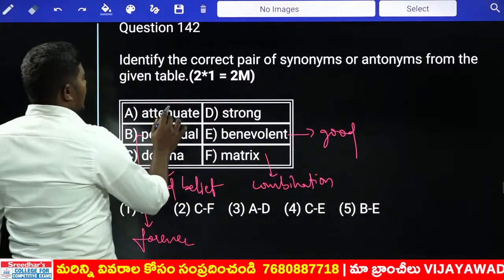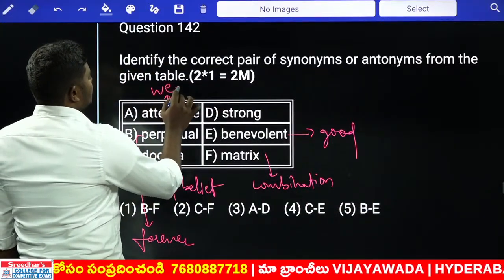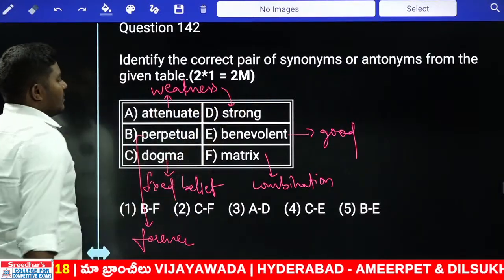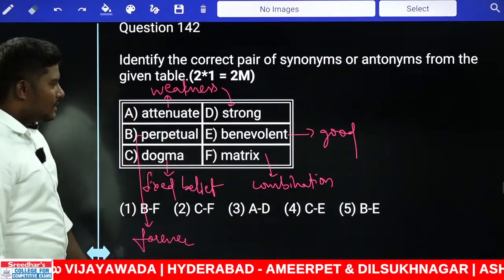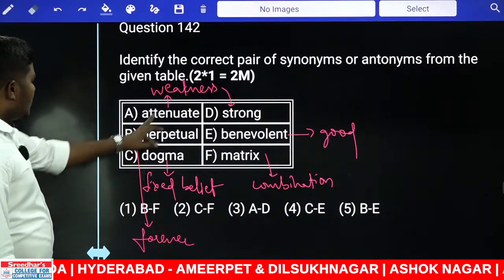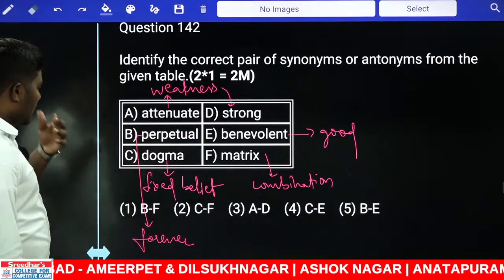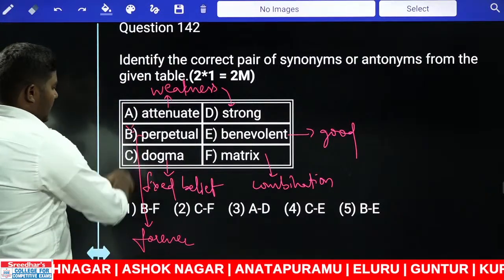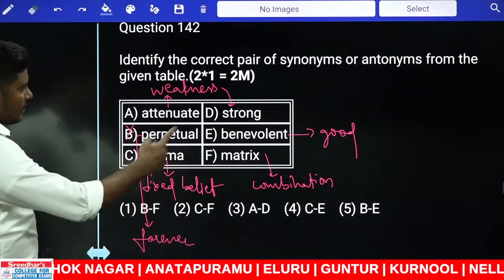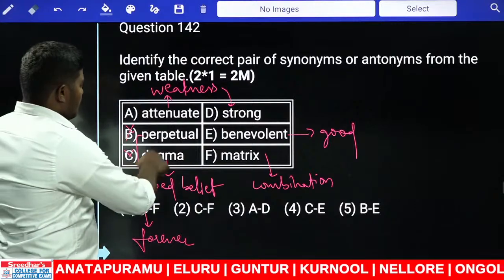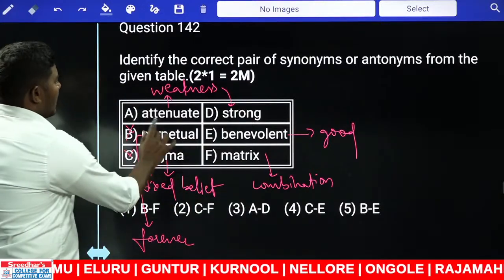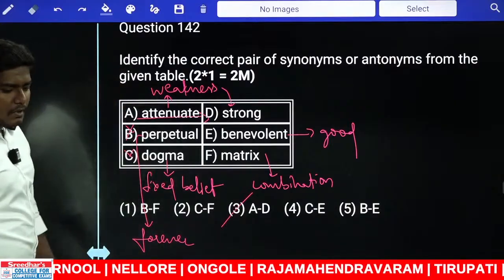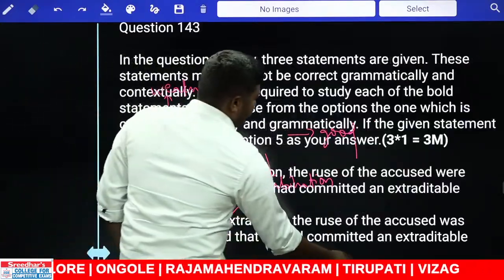Next one, attenuate is weakness, and the opposite can be strong directly. But we need to know the words. Without knowing, we cannot do anything. So these two can be opposite to each other. There is a possibility. Perpetual, forever, for short, no. B cannot be used with any. Dogma, it is a fixed belief. On the other side, nothing is possible. BC cannot be paired with any. So obviously, our answer should go for AD. AD, that is there. That is the third one. Okay. Next, 143.